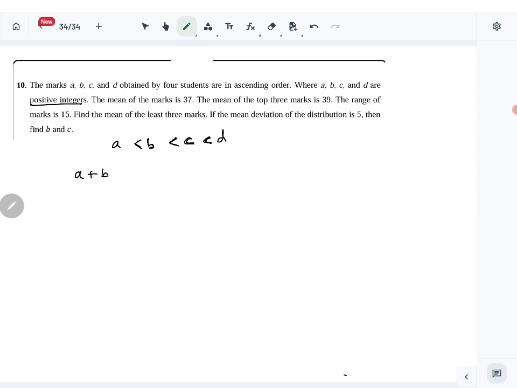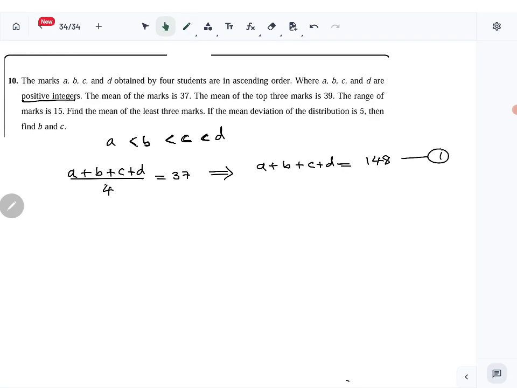Mean of the marks is 37. What does that mean? (A + B + C + D) over 4 is equal to 37, or we can write it as A + B + C + D equals 148. Then mean of the top 3 marks is 39. Top 3 marks are B, C, D. So (B + C + D) over 3 is 39, or B + C + D is equal to 170.